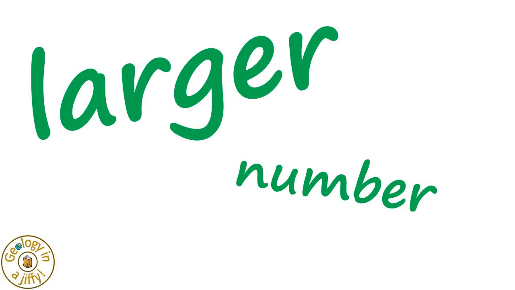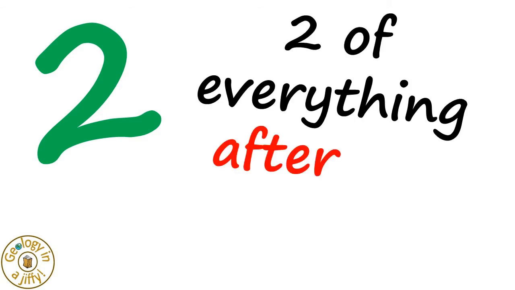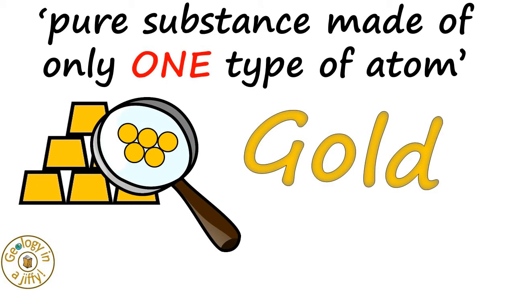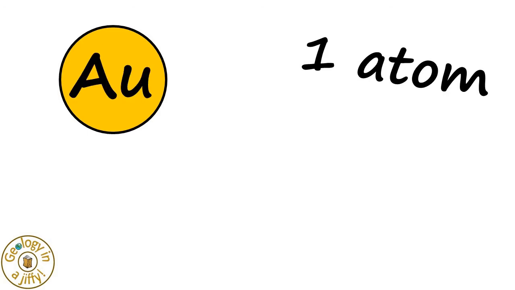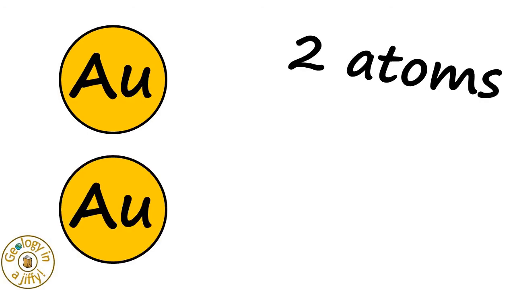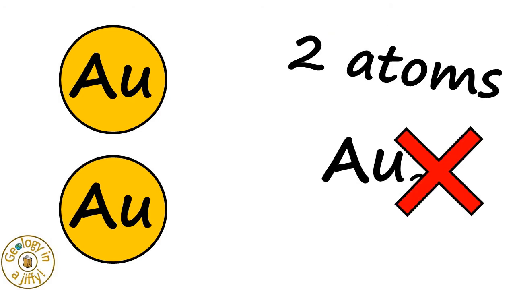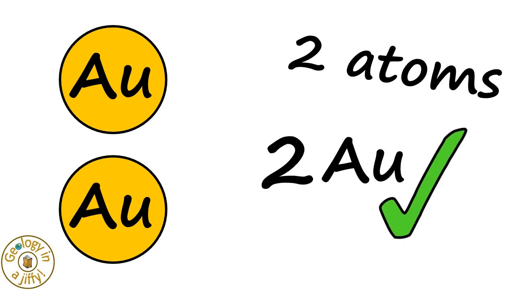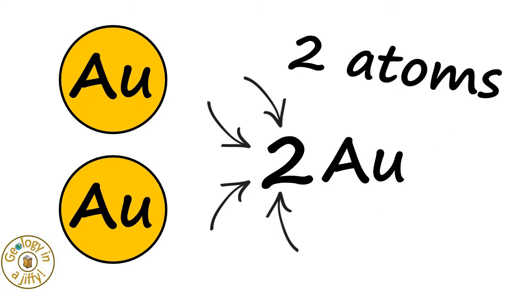Let's now look at the larger number that is written before the symbol. If the number is 2, for example, it means there are two of everything after that number. Let's look at gold as an example. Gold is a pure substance, like hydrogen and chlorine, as it is only made of one type of atom, but gold can exist as singular atoms, gold having the symbol capital A, lowercase u. Here are two atoms of gold. They are separate atoms. If we wrote Au2 as a symbol, it would be wrong, because there are two separate atoms, so we write a large 2 before the symbol Au, which is correct, the large number 2 denoting that there are two separate singular atoms of gold.